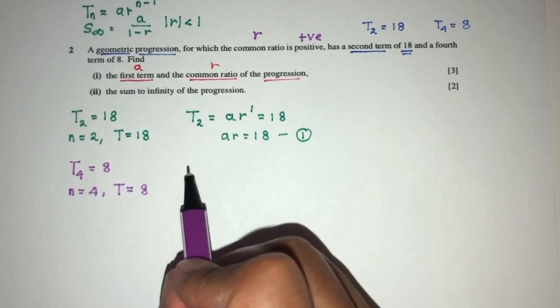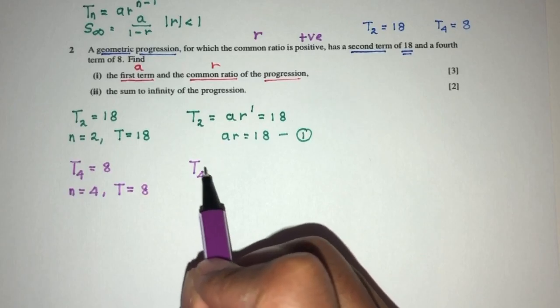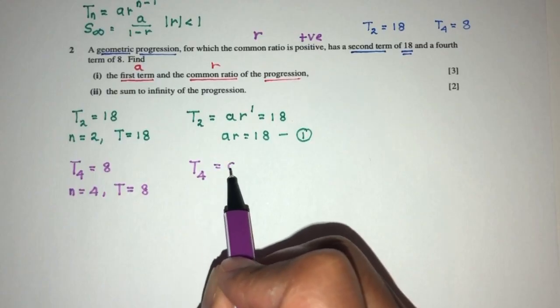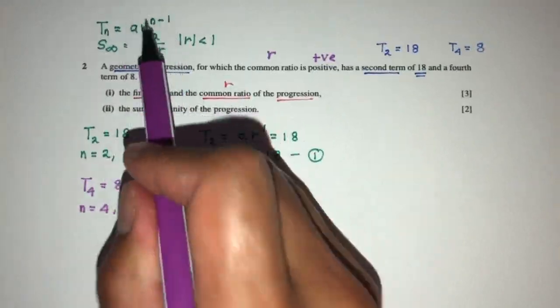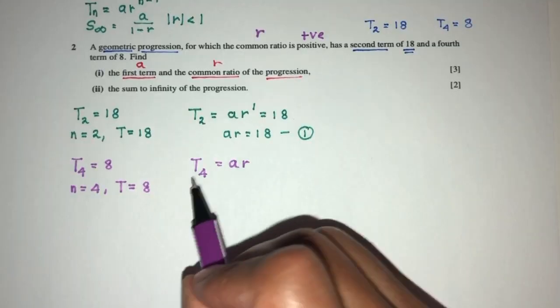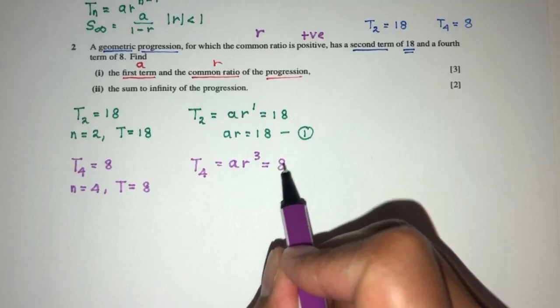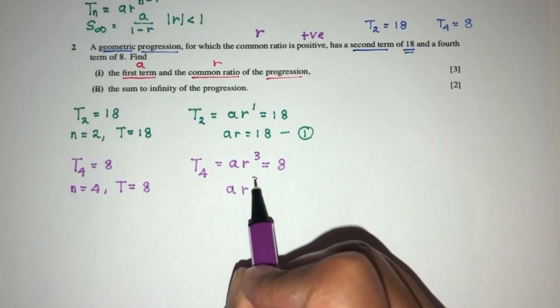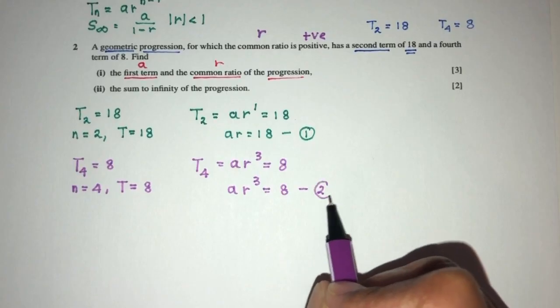So the term of 4, when n is equal to 4, a we don't know, obviously we're replacing back in the same formula right here. R we don't know, and the power is n minus 1, n is 4 minus 1 is 3, is going to be given to you by the value of 8. So A times r power 3 is equal to 8. That is my equation number 2.